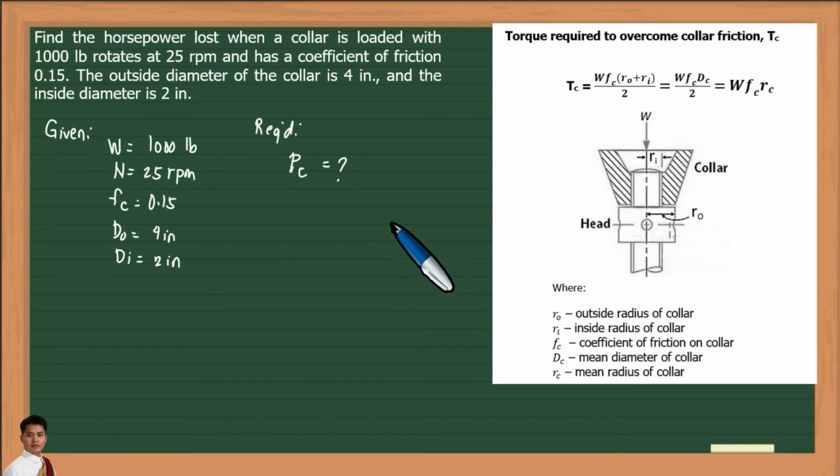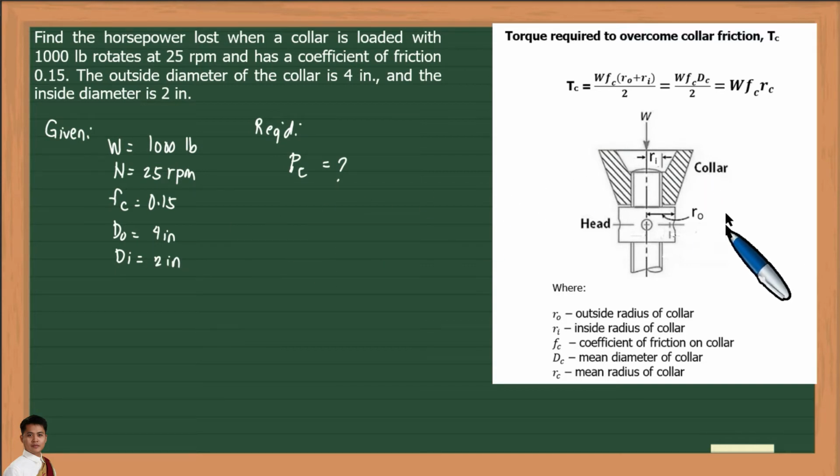Okay, so next problem. Find the horsepower loss when a collar is loaded with 1,000 pounds, rotates at 25 RPM, and has a coefficient of friction of 0.15. The outside diameter of the collar is 4 inches, and the inside diameter is 2 inches. Okay, so ang given natin, W, yun yung 1,000 pounds, and then N, 25 RPM, and then yung given na coefficient of friction, since ang tinutukoy dito sa problem ay yung collar, so yan ay F sub C. Okay? And then meron tayong outside diameter ng collar. So let us denote that as D sub O, 4 inches, and yung inside diameter ay 2 inches.